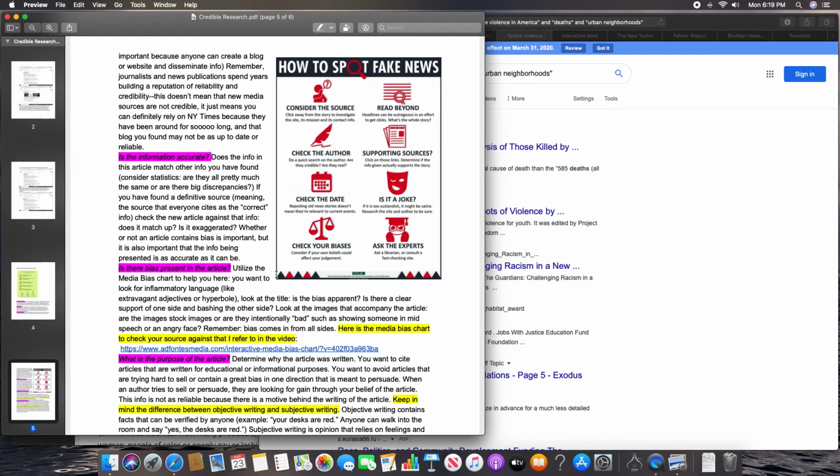We're going to check for bias, okay? So bias comes in many forms. We can have negative bias towards something. We can have positive bias towards something. Negative meaning we're totally against something, and positive meaning you're fully supporting something else.